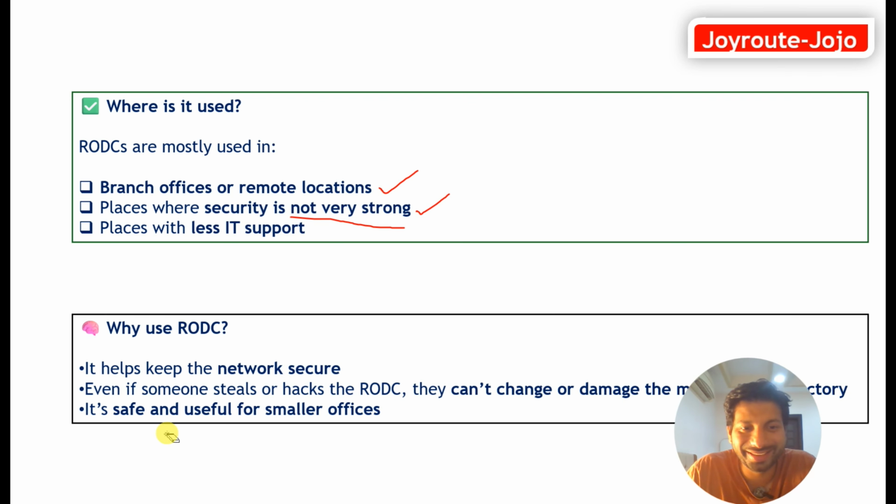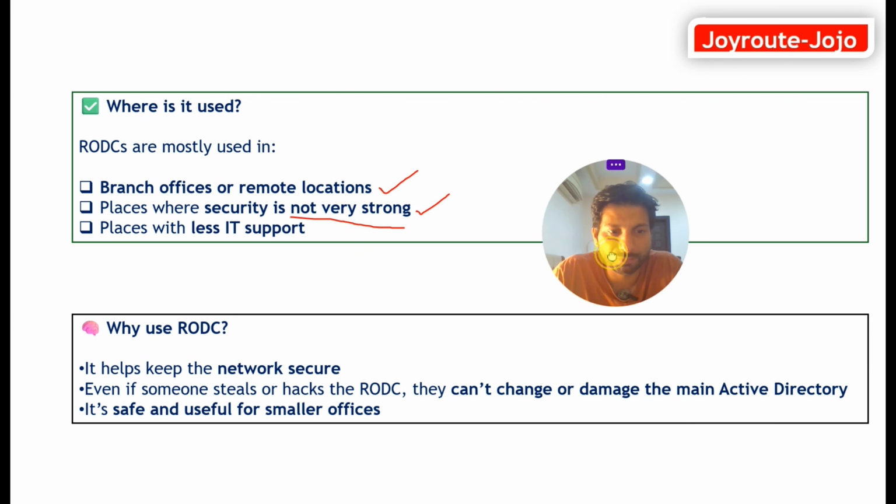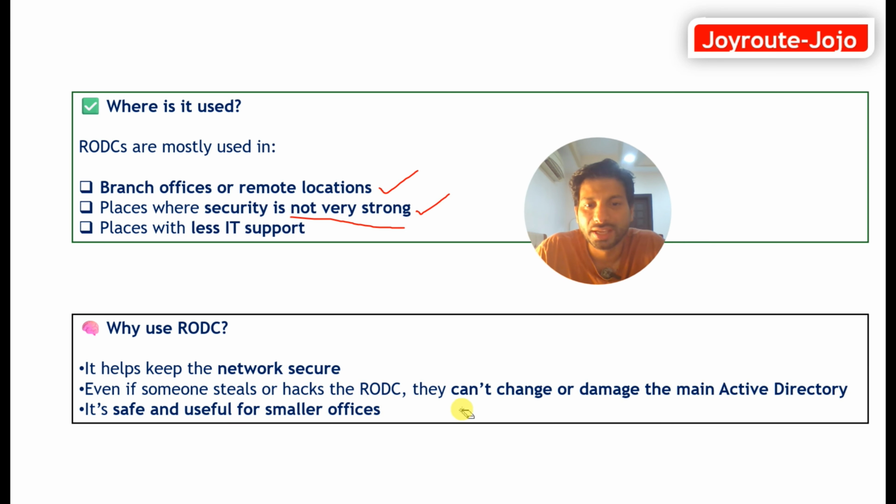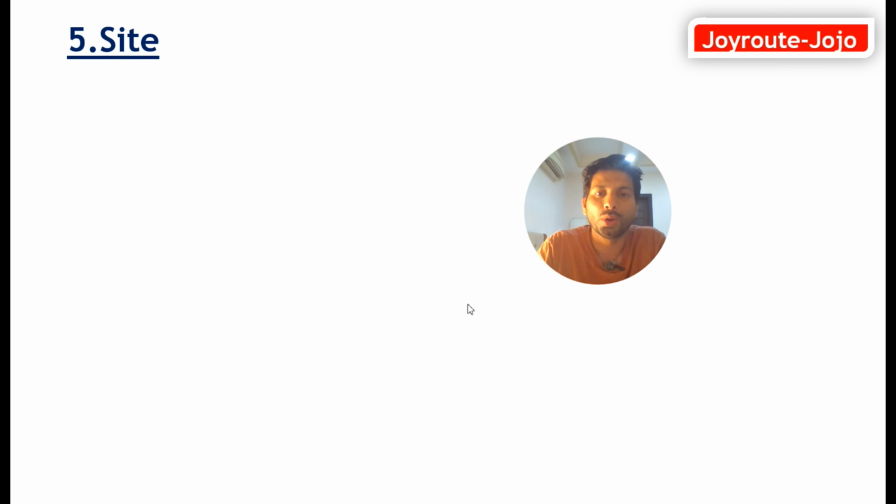Why use RODC? It helps keep the network secure. Even if someone steals or hacks the RODC, they cannot change or damage the main Active Directory. They can steal the data, but they cannot make any changes. It is safe and useful for smaller offices. So that is why we require RODC, read-only domain controller, and that is one of the physical components of Active Directory Domain Services. Alright, the next physical component is the site.